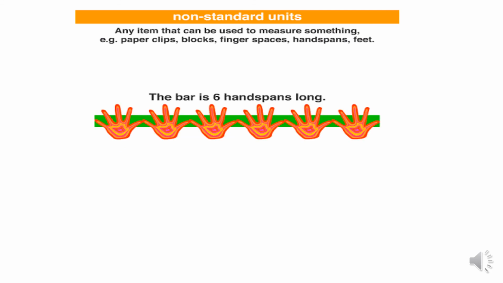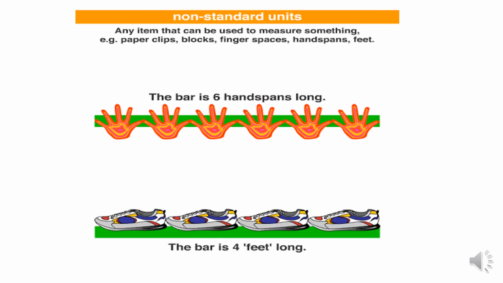Here is a bar, and it's been measured using handspans, and we can see that the bar is 6 handspans long. Using the same bar, it's been measured using feet, but the bar is 4 feet long here, so it's the same object being measured, but different non-standard units of measurement.